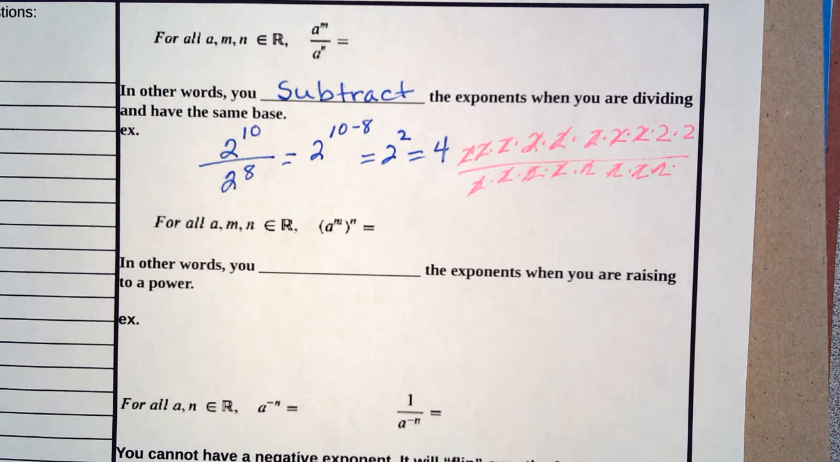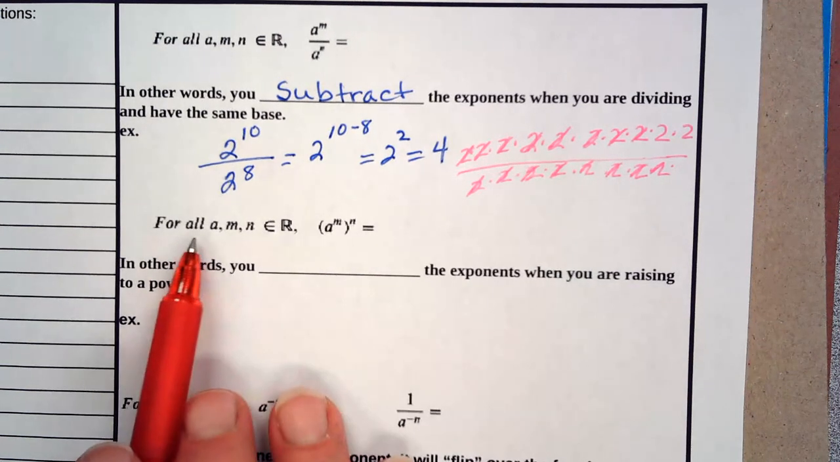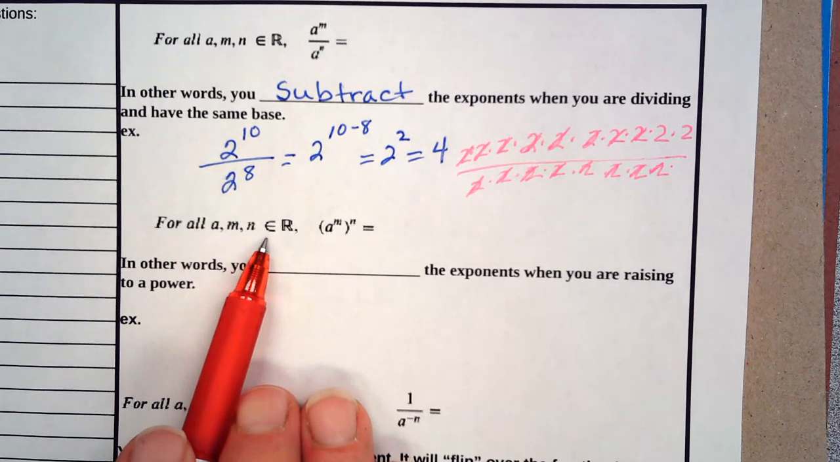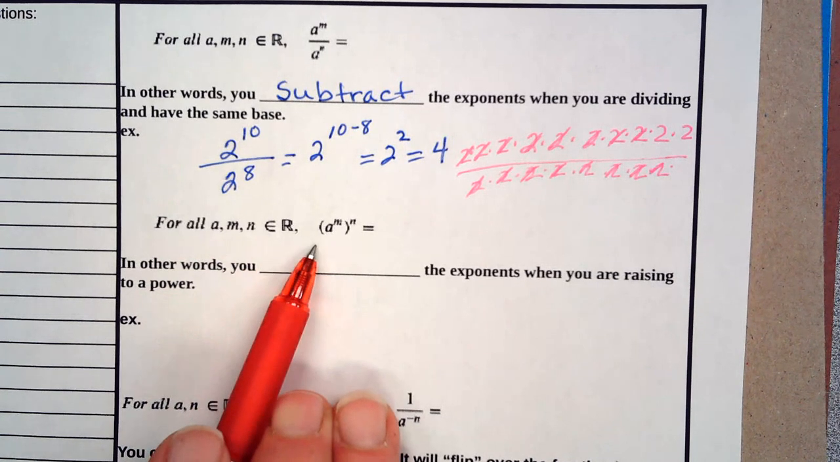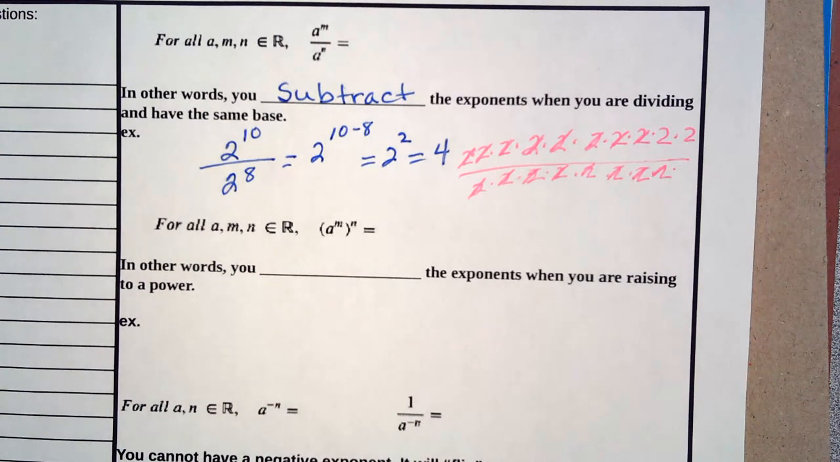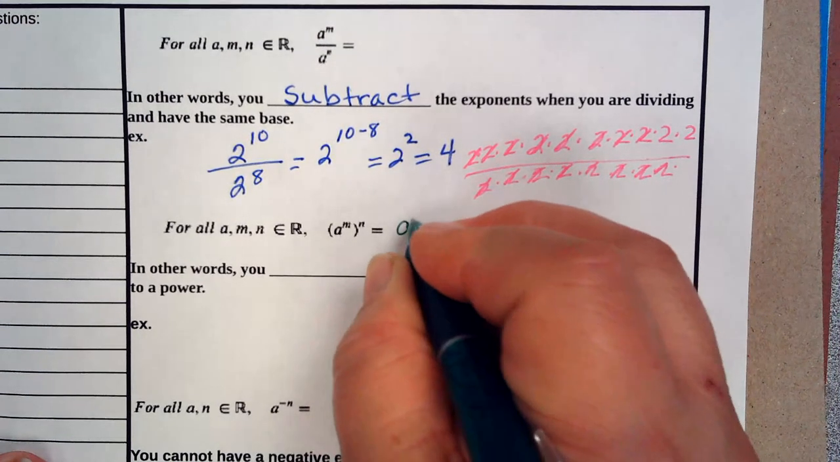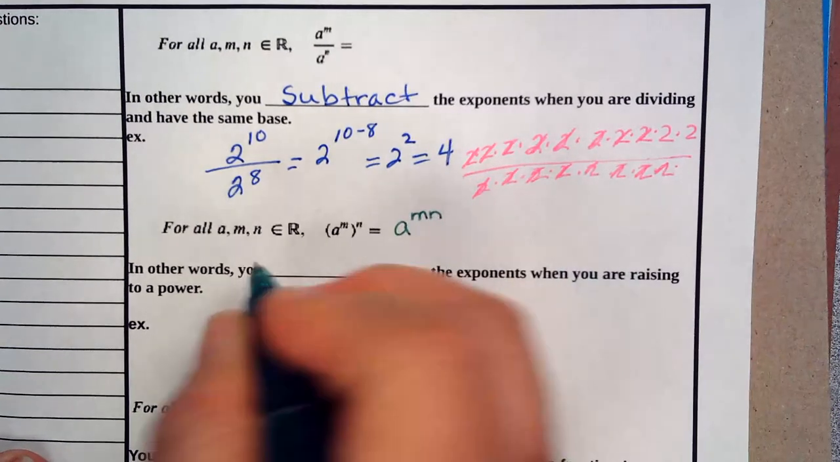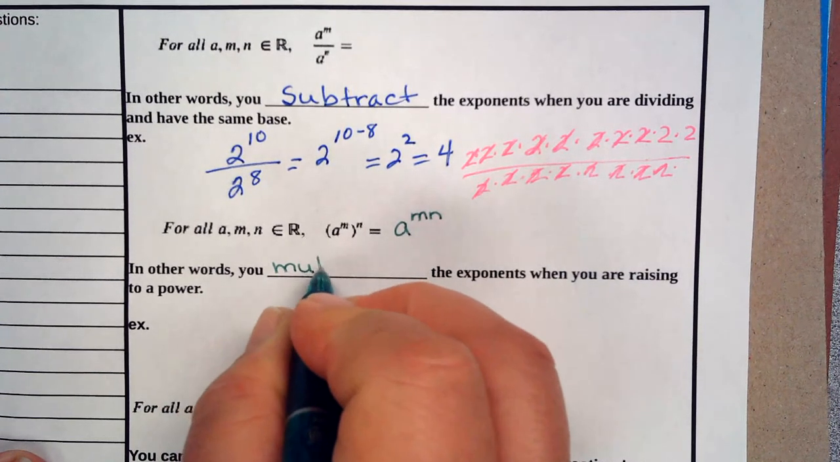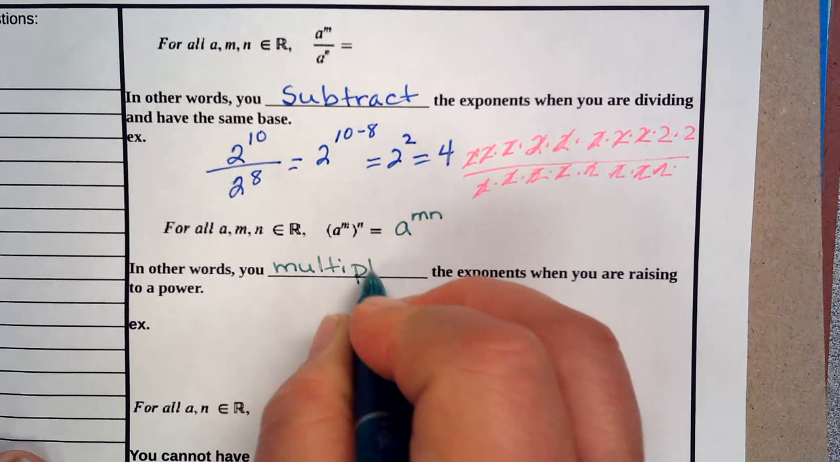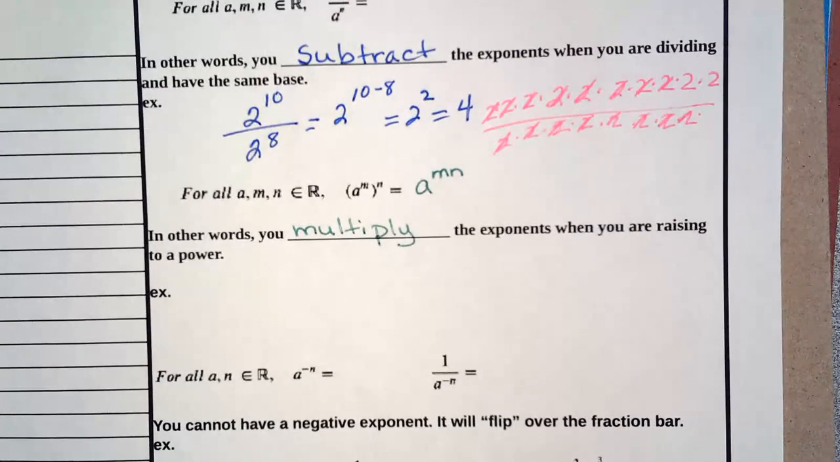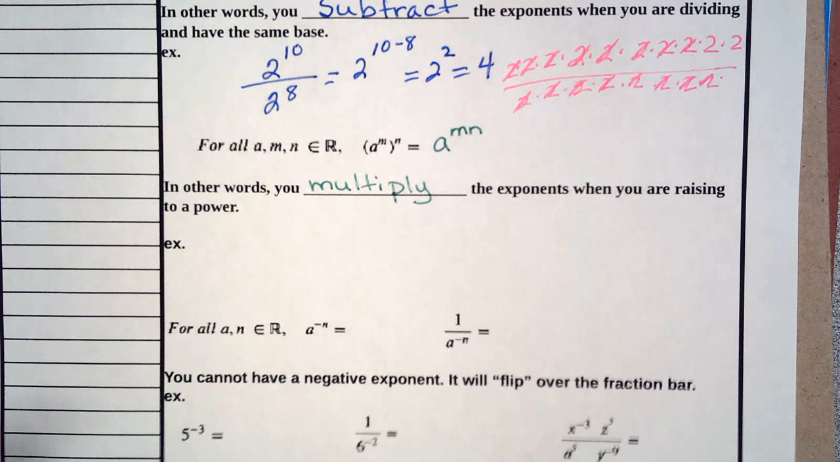So if we're going to raise it to a power, for all a, m, and n, which are elements of our real numbers, a to the mn is equal to what? What are we going to do? We've added, we've subtracted. What would come next? Multiplication. You multiply the exponents. So let's give ourselves an example.